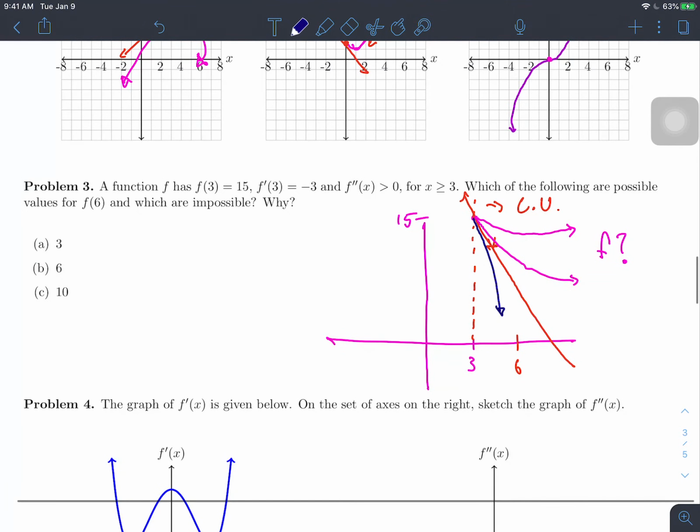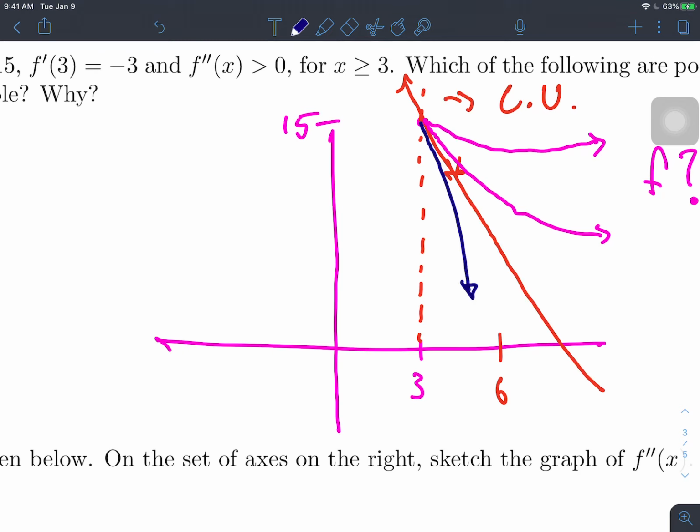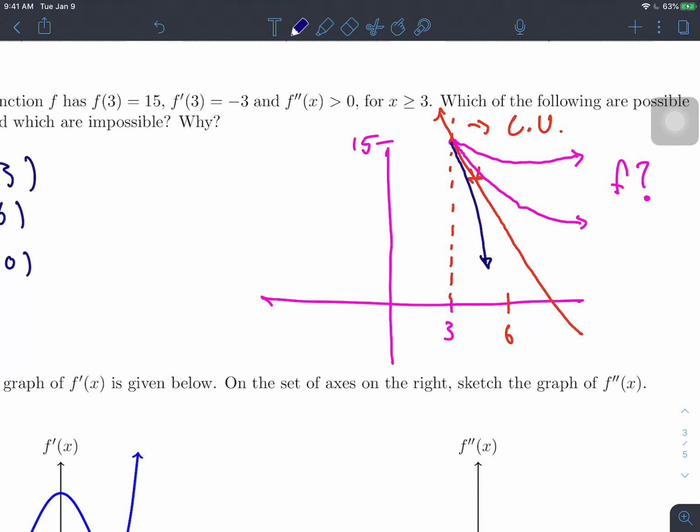So what this problem boils down to is deciding whether the points (6, 3), (6, 6), and (6, 10) are underneath this tangent line, on this tangent line, or above it. If we're above the tangent line, then it's theoretically possible that our graph of f could pass through those points. If we're below, we're not going to be able to make that happen. Yes, Ryan. So you just got the tangent line from the f prime of 3. Exactly. Now, we don't know the equation of the tangent line, which is what we have to do next.